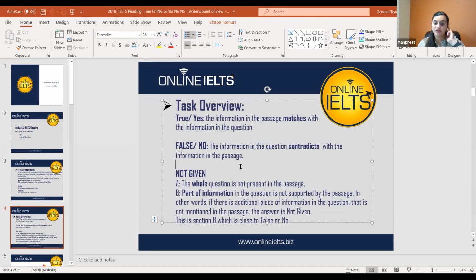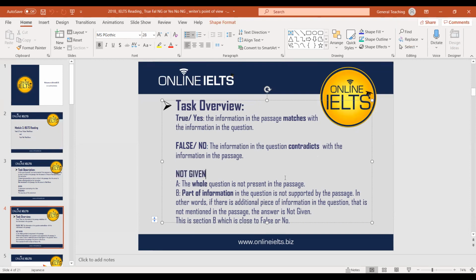So the information contradicts. In the passage, they're saying positive. In the question, it's negative. The answer would be? False or no. Yeah, false or no. Good, beautiful. Next is not given.